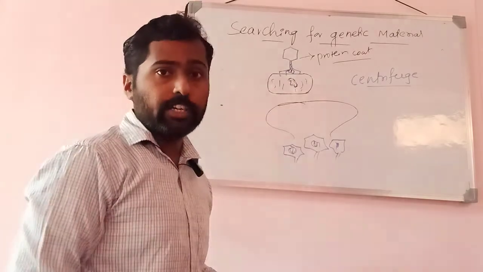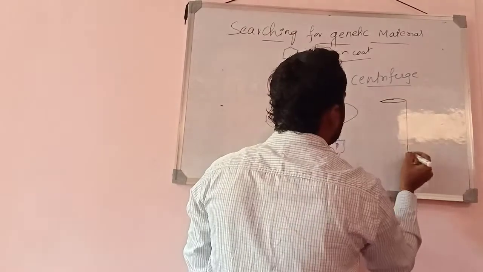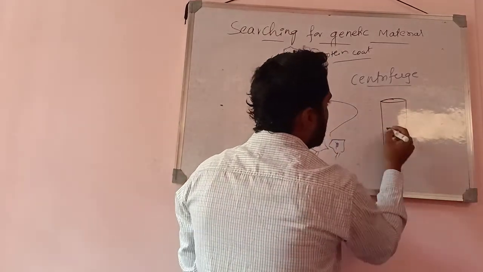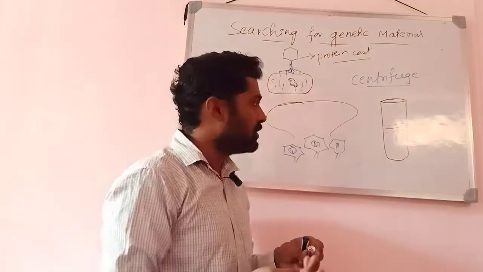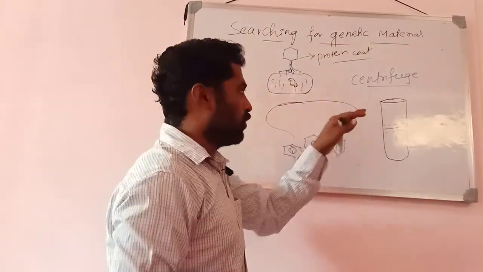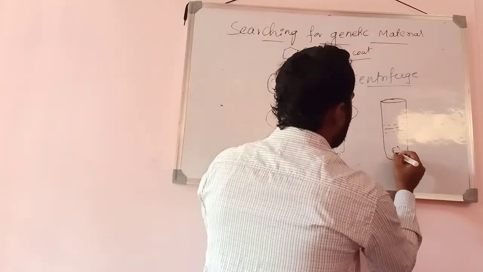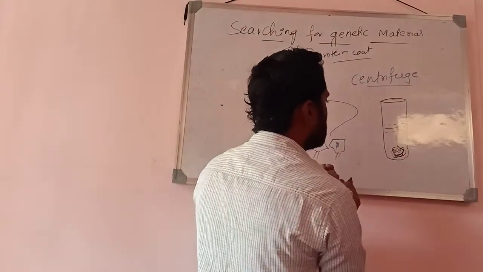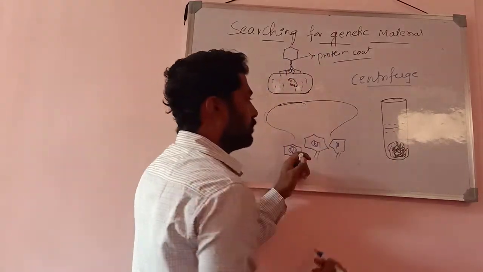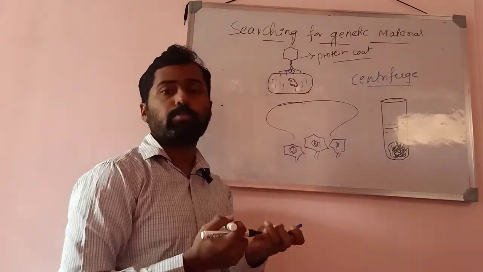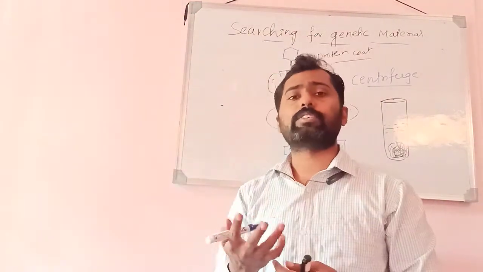After centrifugation, it forms a supernatant. Supernatant means it has less density and floats on the surface. On the other hand, it forms a pellet. Pellet means it has more density, so it settles at the bottom of the centrifugation tube. The supernatant floats on the surface because of its low density.